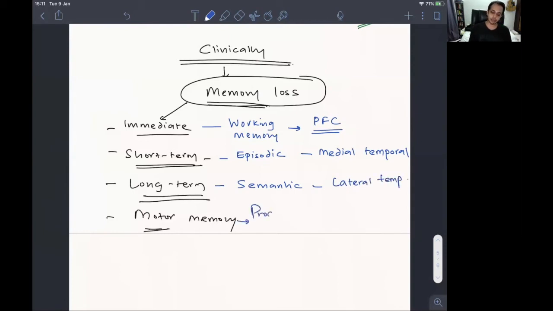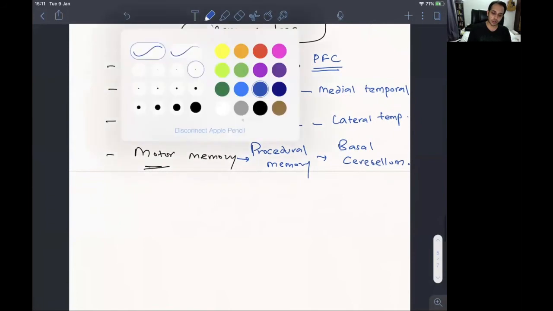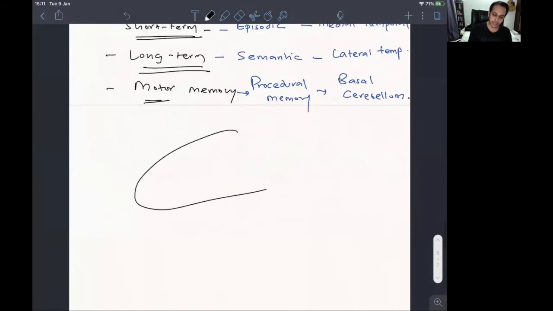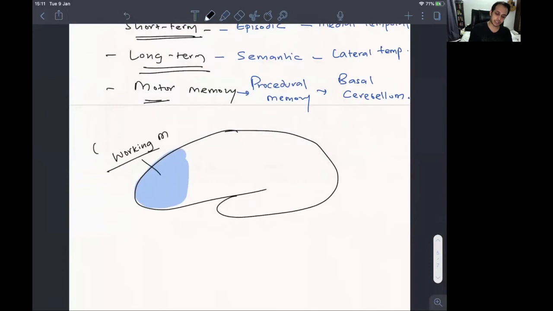And your motor memory is also known as procedural memory. And this is stored in your basal ganglia and your cerebellum. Now, whoever had attended the quarantine Sunday clinics on both memory and language, some of these will be familiar to you. So I'll just draw, just to give you a basic idea of where these things are. Your prefrontal cortex is here. So this is where your working memory is. That is your immediate memory.